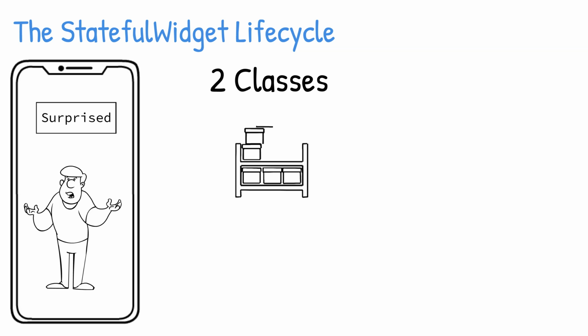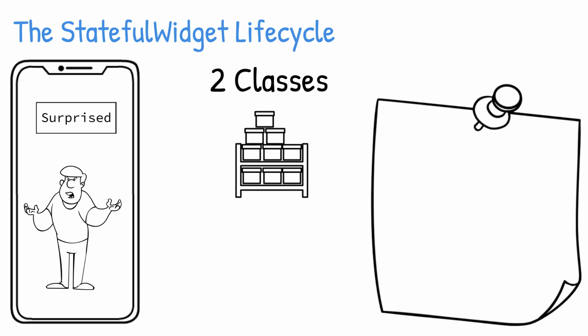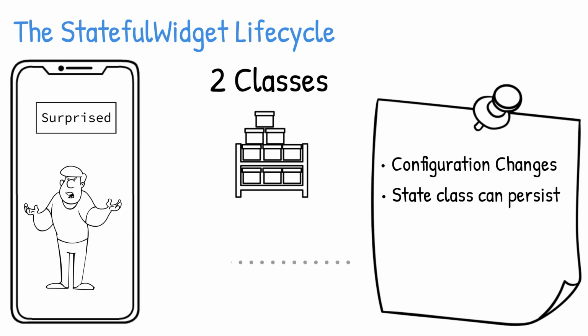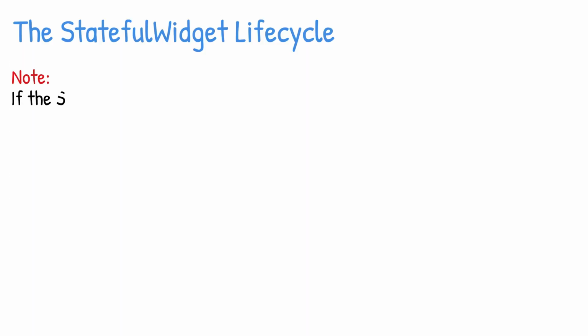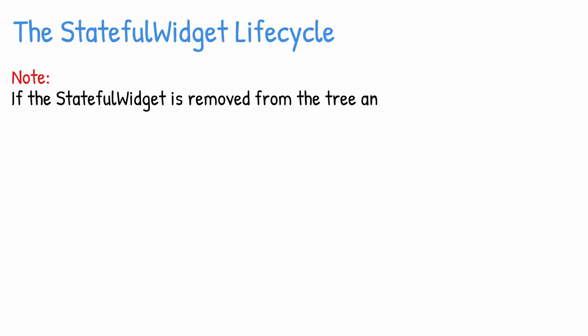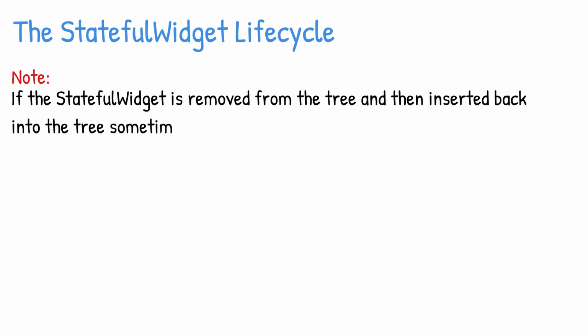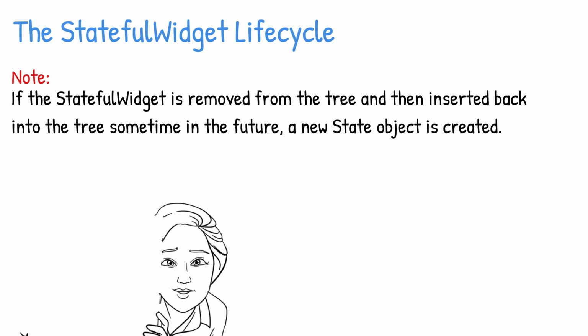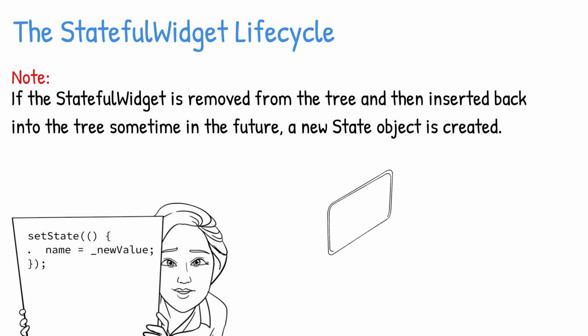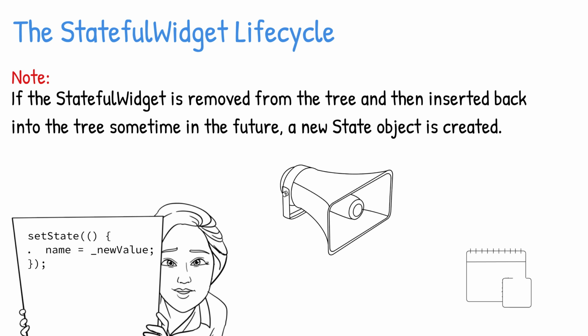The stateful widget class is rebuilt when the widget's configuration changes, but the state class can persist, enhancing performance. For example, when the state changes, the widget is rebuilt. If the stateful widget is removed from the tree and then inserted back into the tree sometime in the future, a new state object is created. You call the setState method to notify the framework that this object has changes, and the widget build method is called, actually it's scheduled. You would set the new state values inside the setState method.